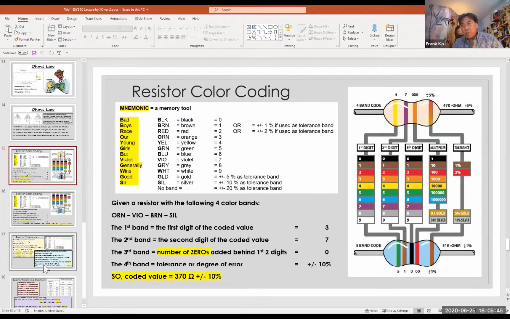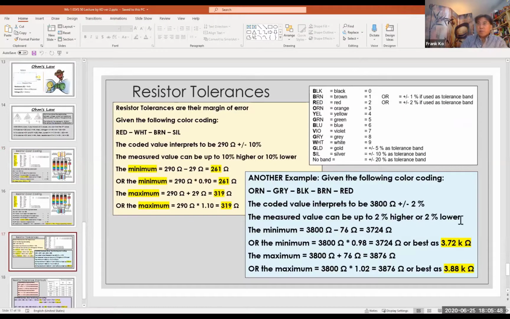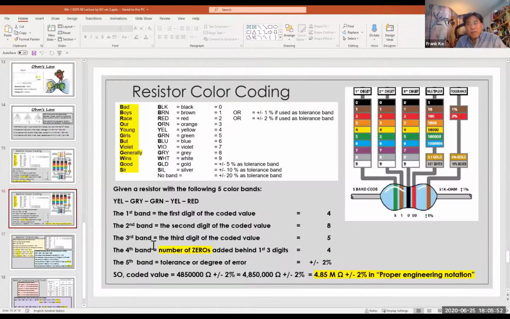The resistor coding for 5-band resistors is done here, on this slide. This is on the 5-band resistors. And we decoded this. So you have yellow, gray, green, yellow, and red. The first 3 bands are the first 3 digits. First band, yellow, the digit is a 4.